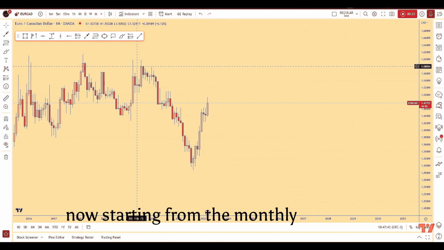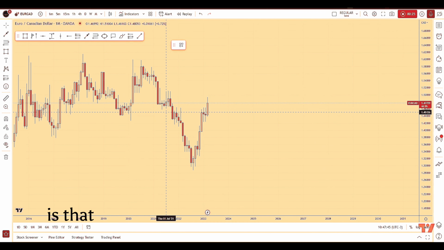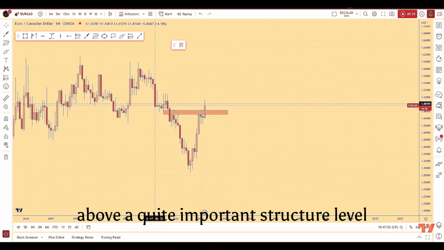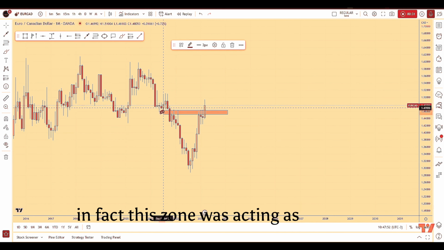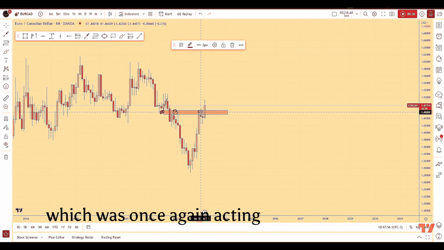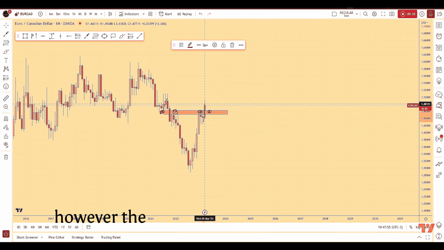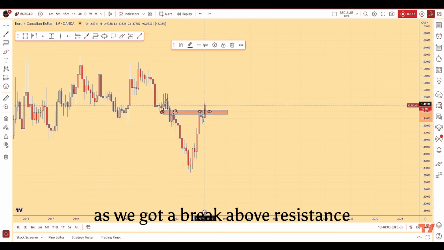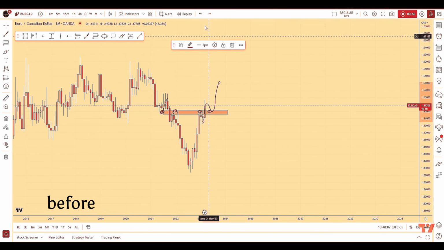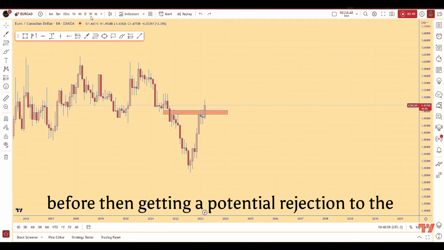Now, starting from the monthly time frame, what we can see is that we have a market which has just broken above a quite important structural level. In fact, this zone was acting as previous monthly support turned resistance here, which was once again acting as resistance here. However, the market has now broken above it. So as we got a break above resistance, we could expect a retest of this previous resistance turn support before then getting a potential rejection to the upside.